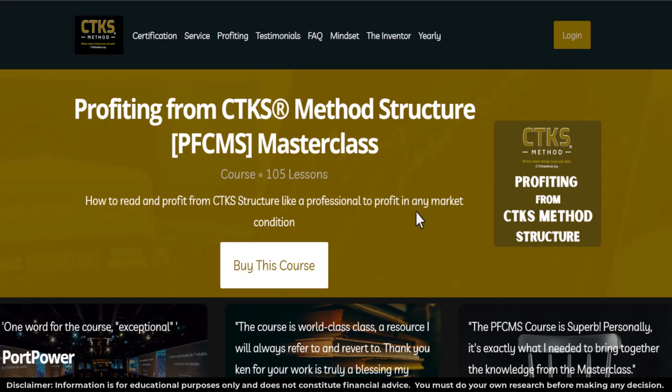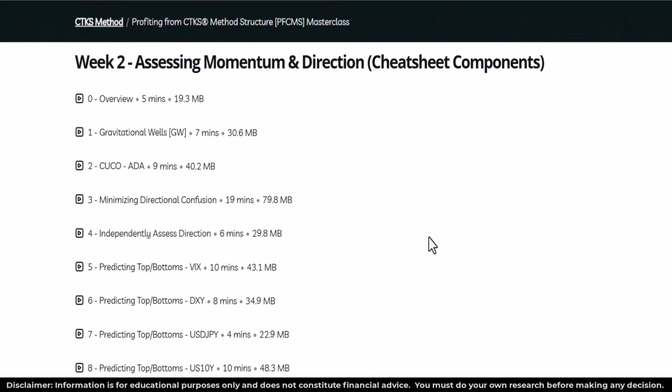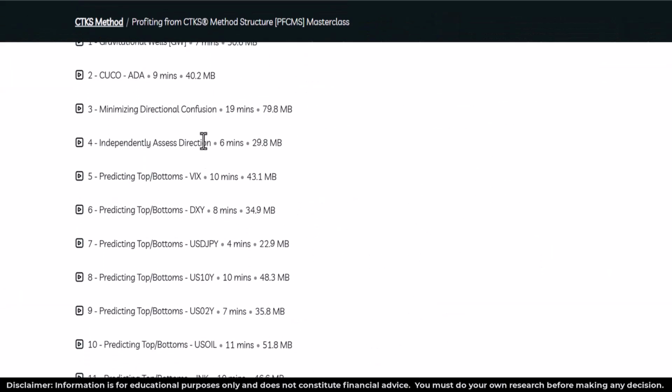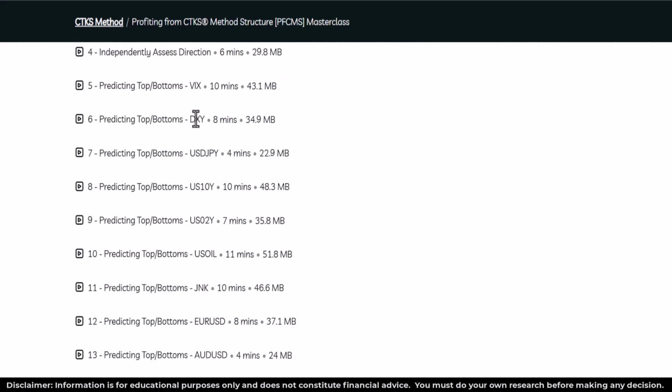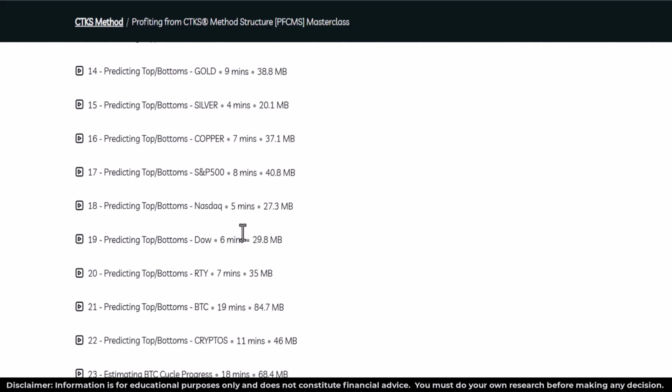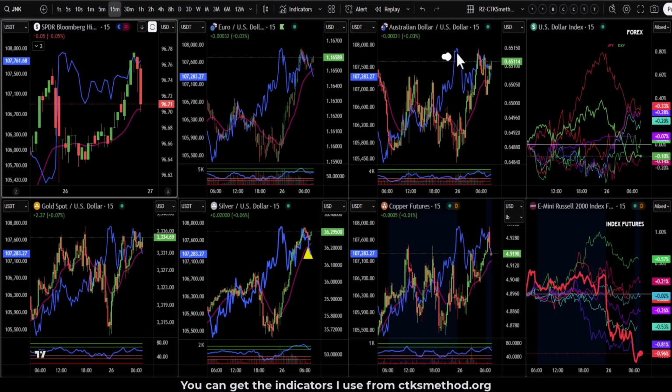Students of the profiting course, please make sure that you look into week 2. Week 2 covers off all of these charts and explains how to predict tops and bottoms on, for example, the DXY, the VIX, dollar yen, the 10, the 2-year. It goes through all of this information. It is really important that you continuously refresh your knowledge. And this template is also from the profiting course.